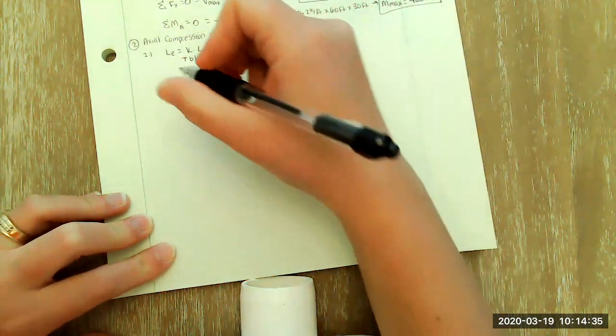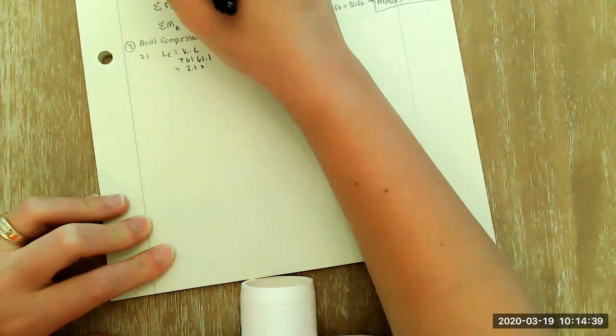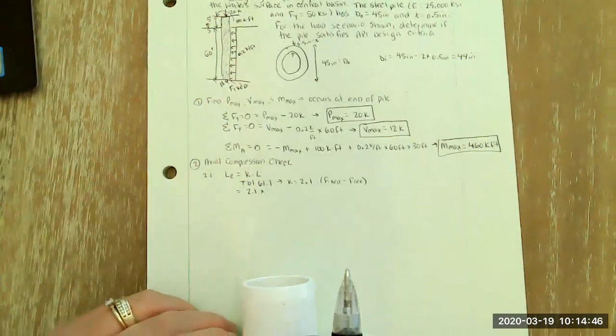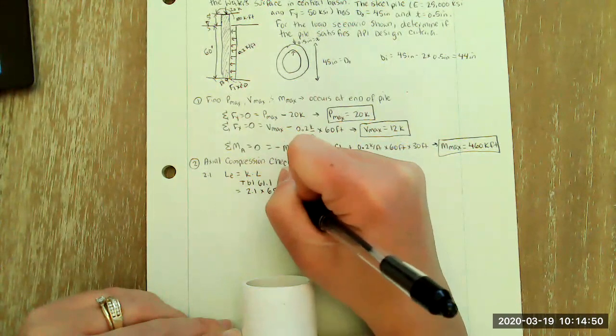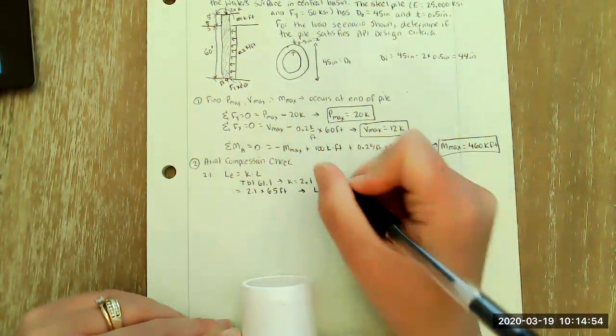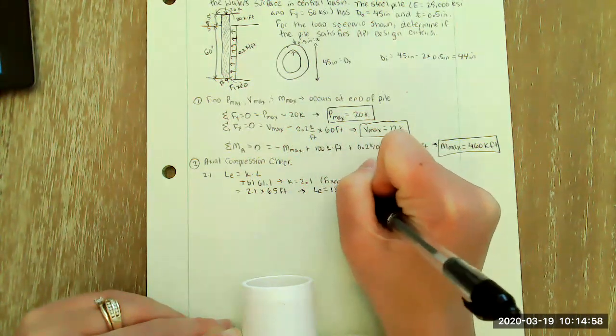So therefore I can plug this in. My total length is going to be 65 feet. Make sure that you remember that there's 5 feet of freeboard above the water surface. So we have 2.1 times 65 feet, which tells us that our effective length, L sub E, is equal to 136.5 feet.